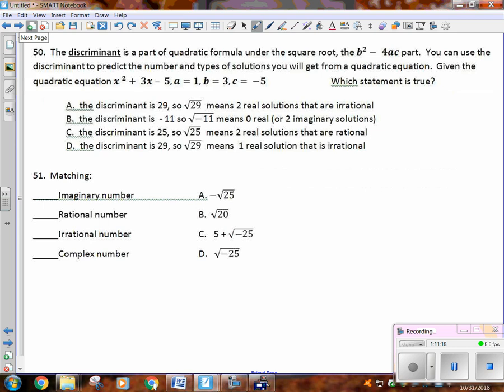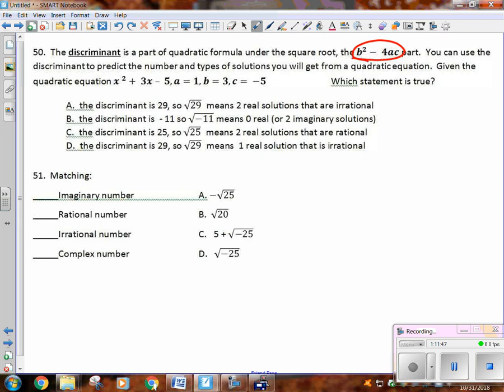Okay, we're getting close to the end. 50, the discriminant is part of the quadratic formula under the square root, the b squared minus 4ac part. You can use the discriminant to predict the number and types of solutions you will get from a quadratic equation. Given the quadratic equation, and I'm telling you what the a, b, and c are, which statement is true? The discriminant's 29, the discriminant's negative 11, the discriminant's 25, or the discriminant's 29. So let's just find the discriminant. I only have to do the b squared minus 4ac. I don't even have to do the square root.